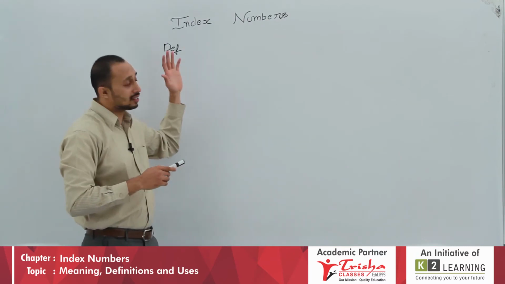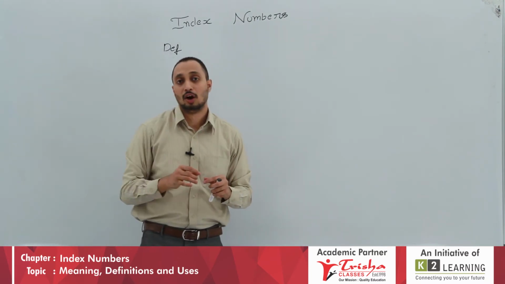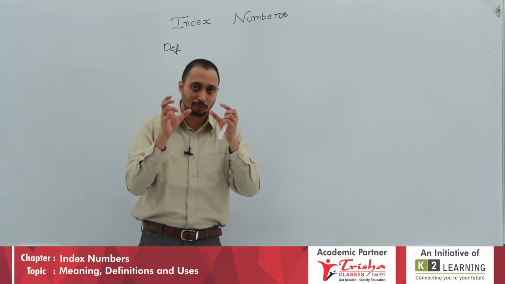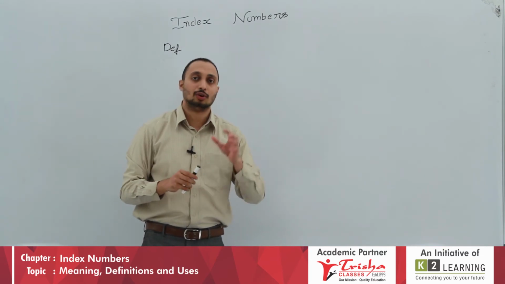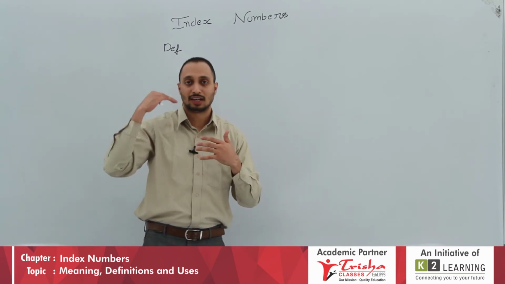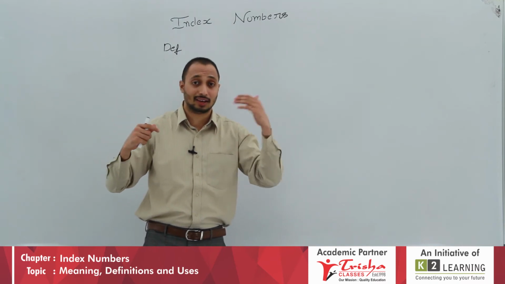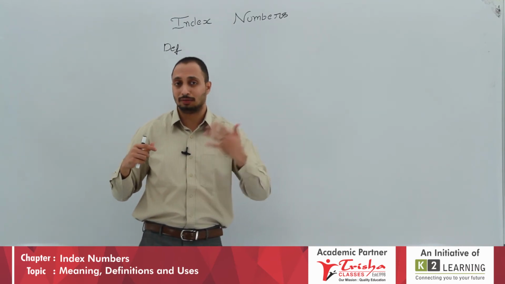So the important part of the index number formula is relative change in time or relative change in space. This is the most important part of the definition. We already discussed this at the start of the chapter: 15 divided by 60 into 100 gives you 25%. So it is saying the relative change that happened between two different years.